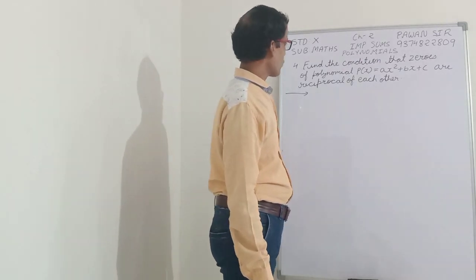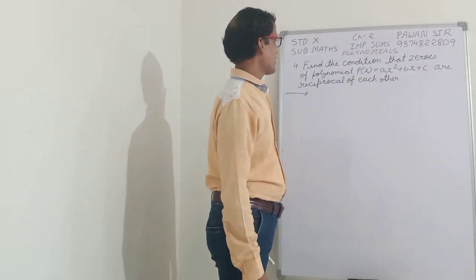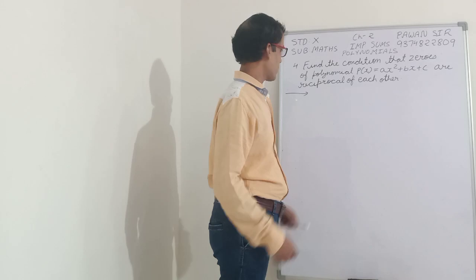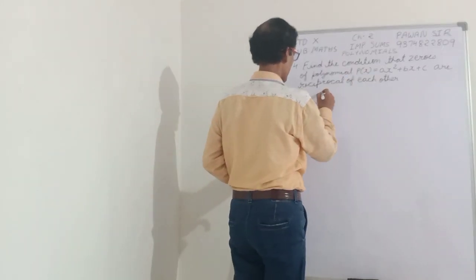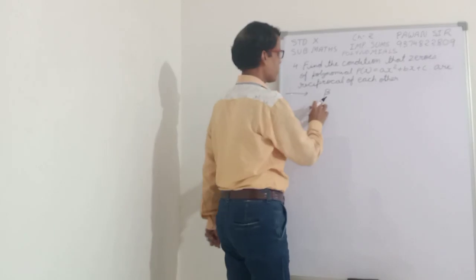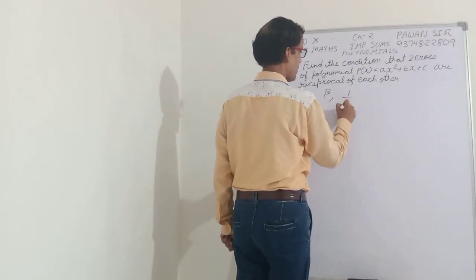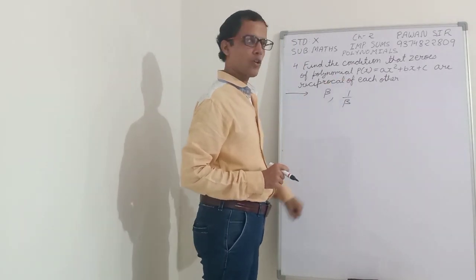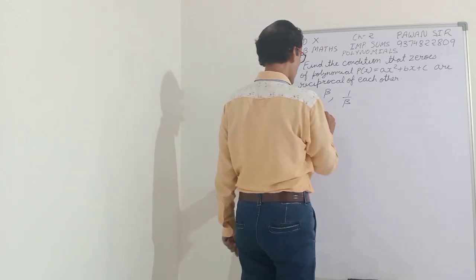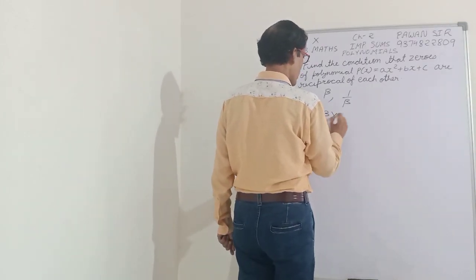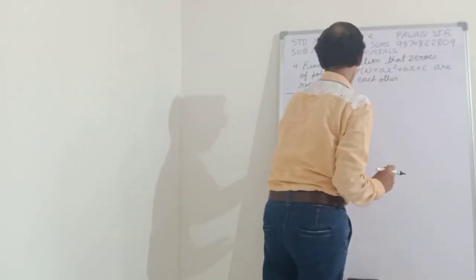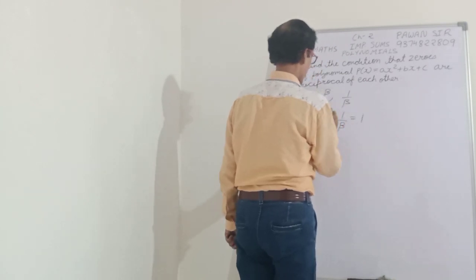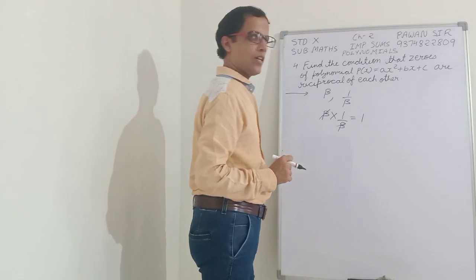Dear students, in the fourth question, you have to find the condition that the zeros of the polynomial ax square plus bx plus c are reciprocal of each other. Suppose one zero is beta. Therefore, what will be the other zero? 1 by beta. If one is beta, the other is 1 by beta, because the zeros are reciprocal of each other. Now see the product of the zeros. It is beta into 1 by beta, which is equal to 1. So the product of zeros is equal to 1.